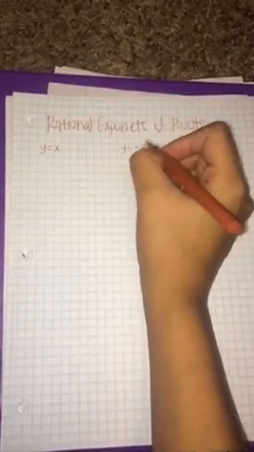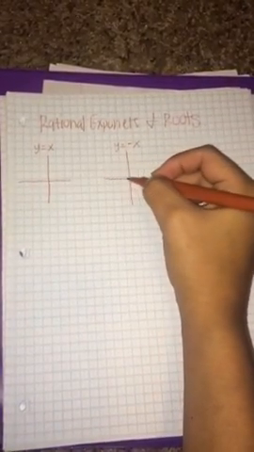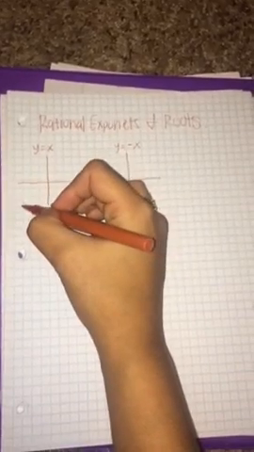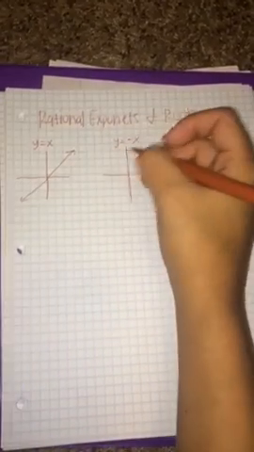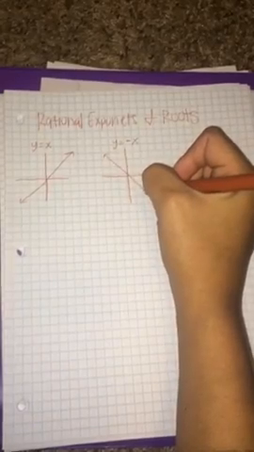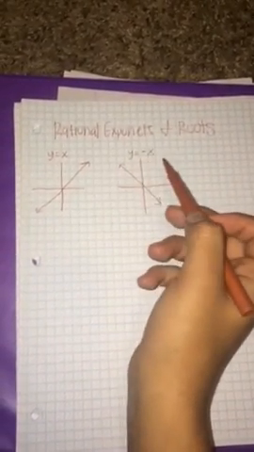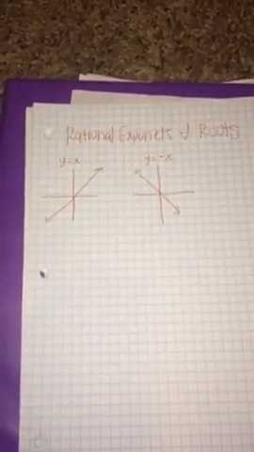So when it comes to exponents and roots, that basically is with the graphs. So let me give you an example of what it means. So say we have y equals x and y equals negative x. Well, when we graph both of these, we're going to see that when it's negative x, it's flipped over the y-axis. So that's what it's always going to be.